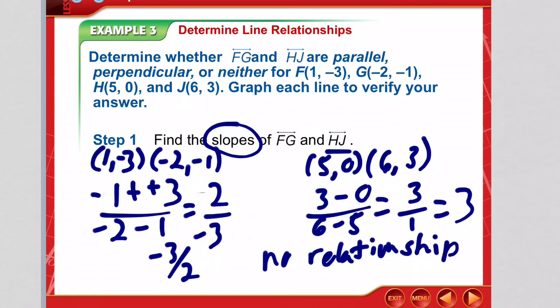If we saw the slopes were the same number, then we would know that they were parallel. If we saw that they were the same numbers but they were reciprocals and opposite signs, then I would know that they were perpendicular. Now it does say graph each line to verify your answer. You can definitely feel free to do that, but I'm perfectly happy with just you finding the slope. Just double check that you found it correctly. So that's what the graphing would be for, if you want to make sure that you're doing it correctly. Okay, so let's go on.